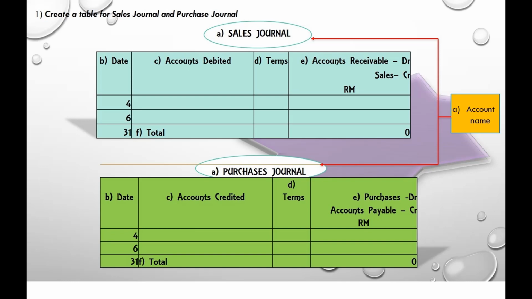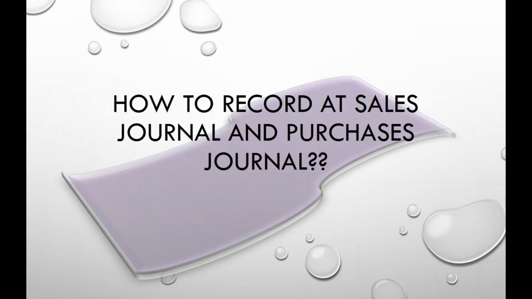For sales journal, in the last column write debit accounts receivable, credit sales. Why do we do that? It is easier for us when we transfer this transaction to the ledger, and it will be used as a reference. For purchases journal, in the last column write debit purchases, credit accounts payable. It is the same situation as the sales journal, as we want to use that for reference and easy transfer to the ledger. Now, we start with recording transactions. How to record in the sales journal and purchases journal.